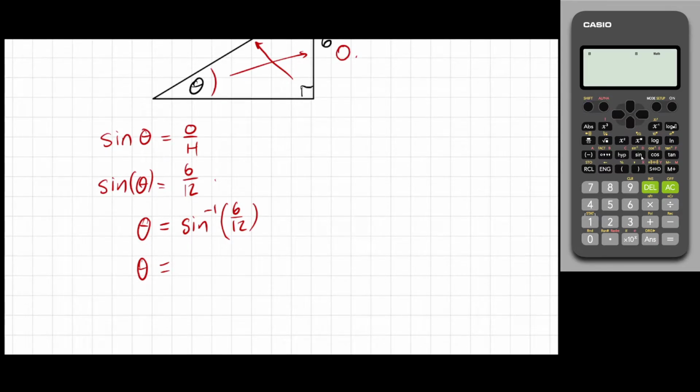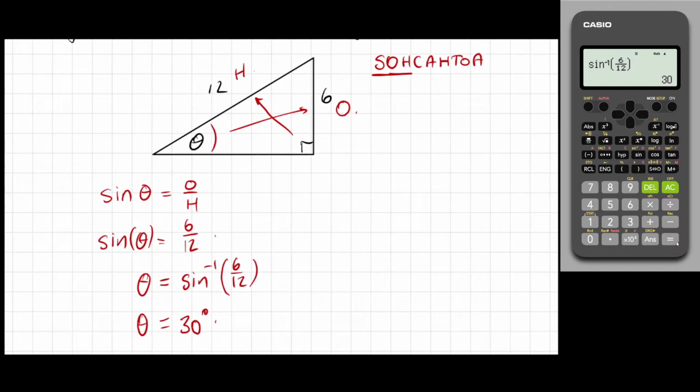Shift and sine gives us a sine with our -1. We only use this for when we're doing angles. So regular sine for lengths, inverse sine for angles. 6 over 12, close it off, and we get 30. So what that's saying is that this angle in here is equal to 30 degrees. Pretty straightforward, I think.